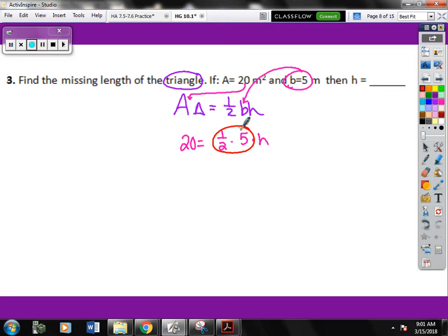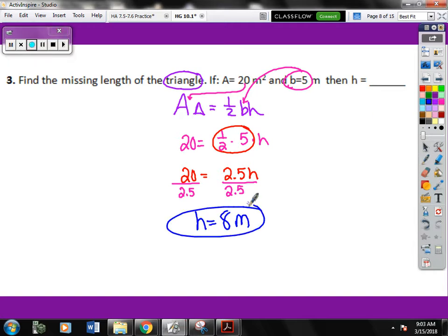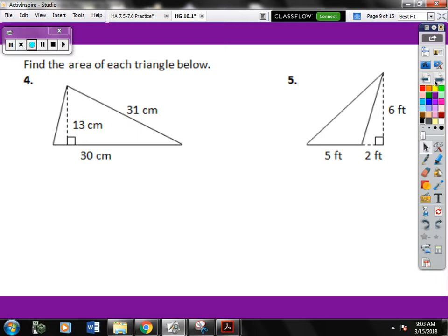So I would multiply 1/2 times 5. And then I would use inverse operations. So what do we get for the answer of H, and what correct units would we use? Make sure you do not put meter squared. Meter squared is only for area. Alright, see if you can do the bottom ones, or if you haven't already, find the area of each triangle.